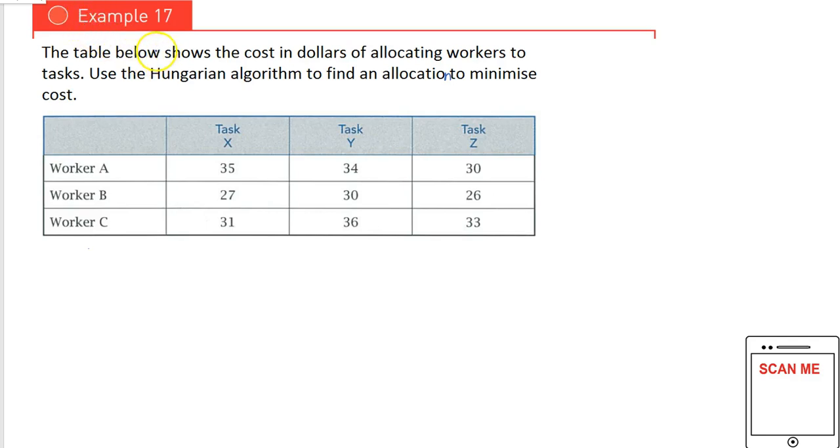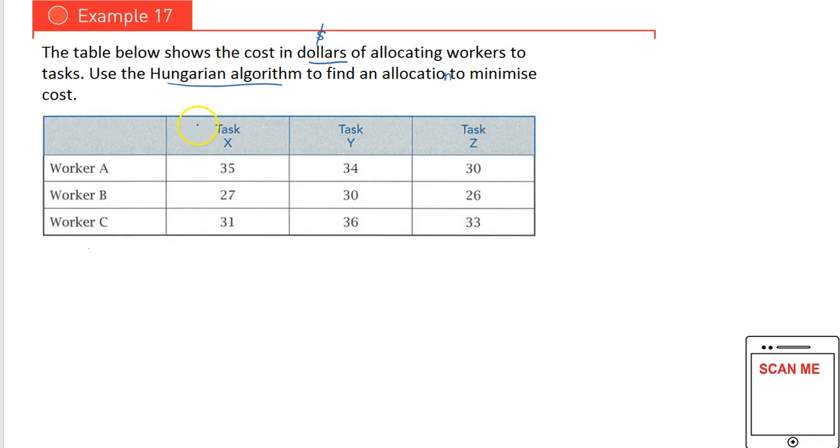Hi everyone. Example 17. The table below shows the cost in dollars of allocating workers to tasks. Use the Hungarian algorithm to find an allocation to minimize the cost. So you are given a table form over here. What you are going to do is not use trial and error to figure out which one gives you the optimum solution, but use the Hungarian algorithm to figure out the solution.